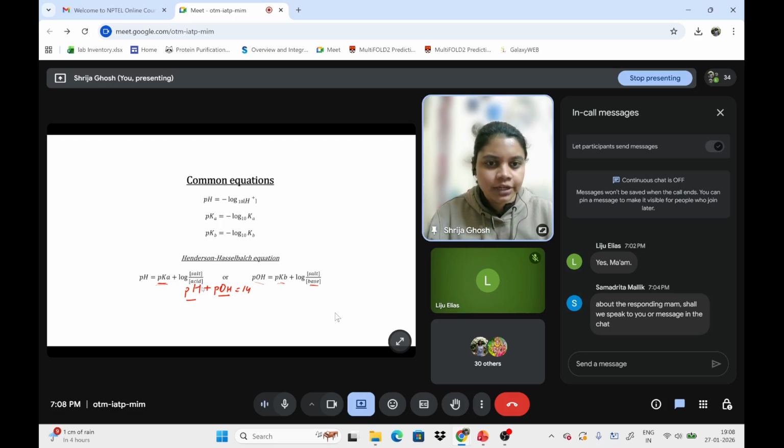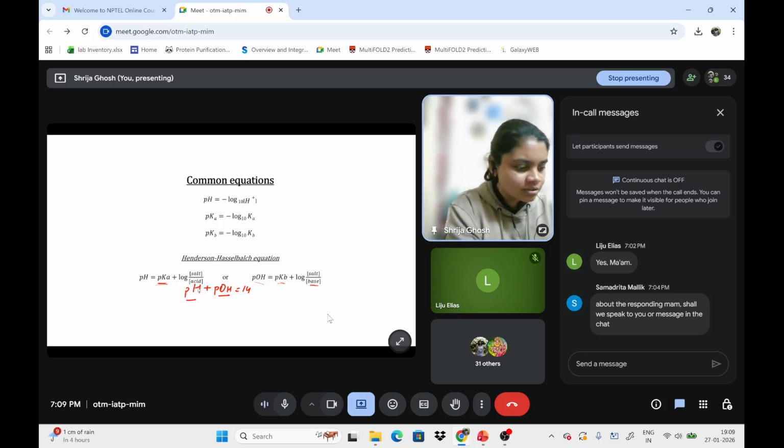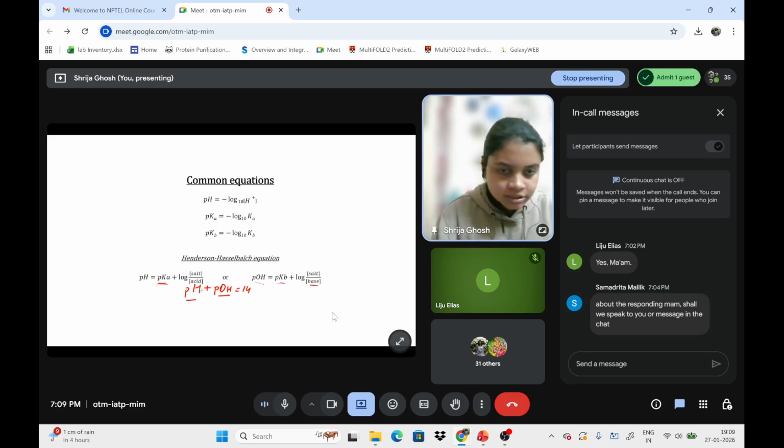Most probably, if you write it in the chat box, I can read it. If two or three people unmute their mic at the same time, it might create some disturbance. So it depends on you guys, however you feel comfortable. Okay.